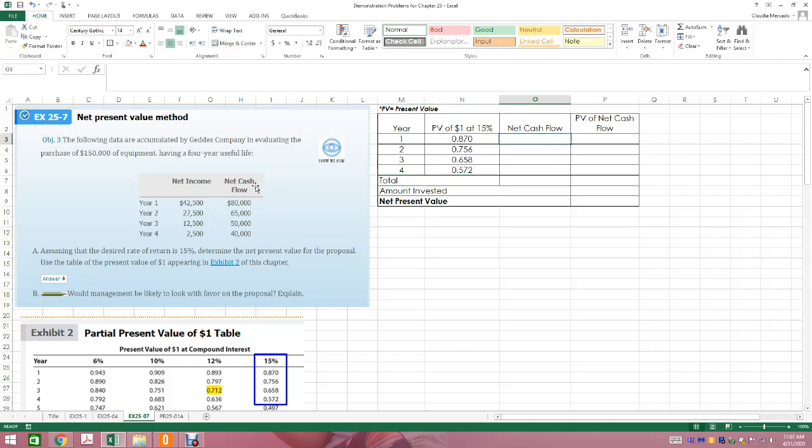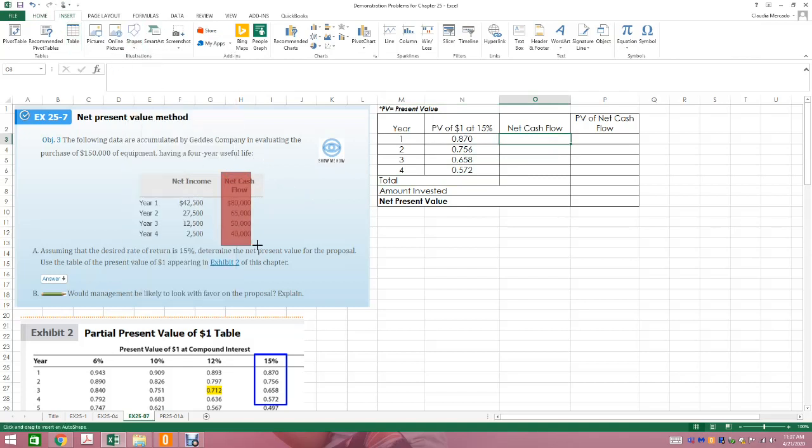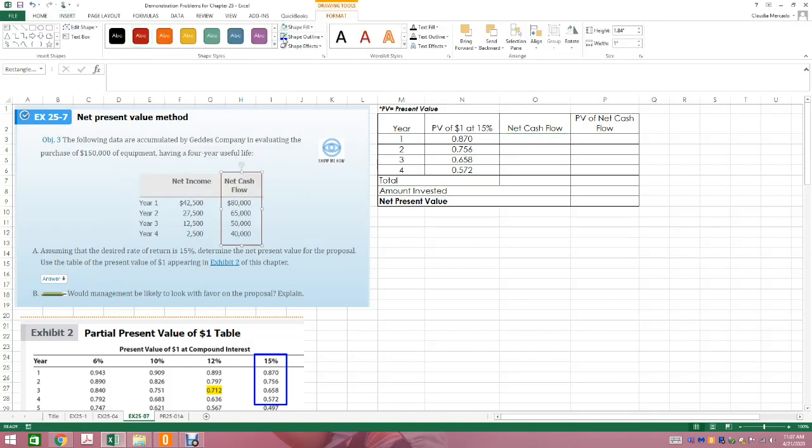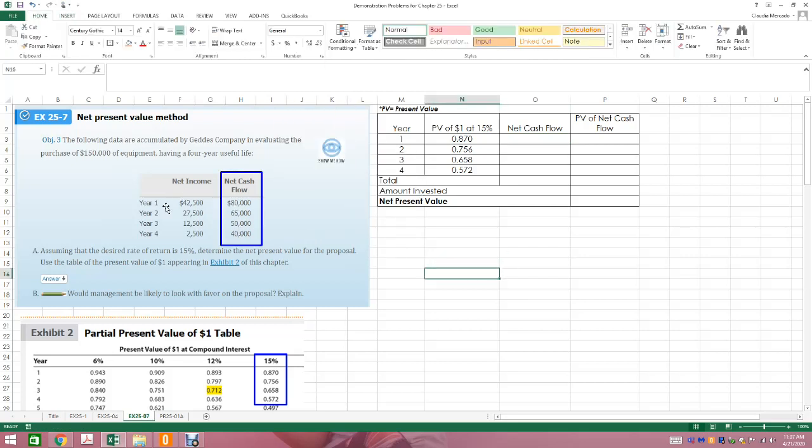Now I'm gonna get my net cash flow amount, okay? So I'm gonna copy this information over to my table, okay? I'm just gonna copy your 1 through 4 net cash flows, okay?